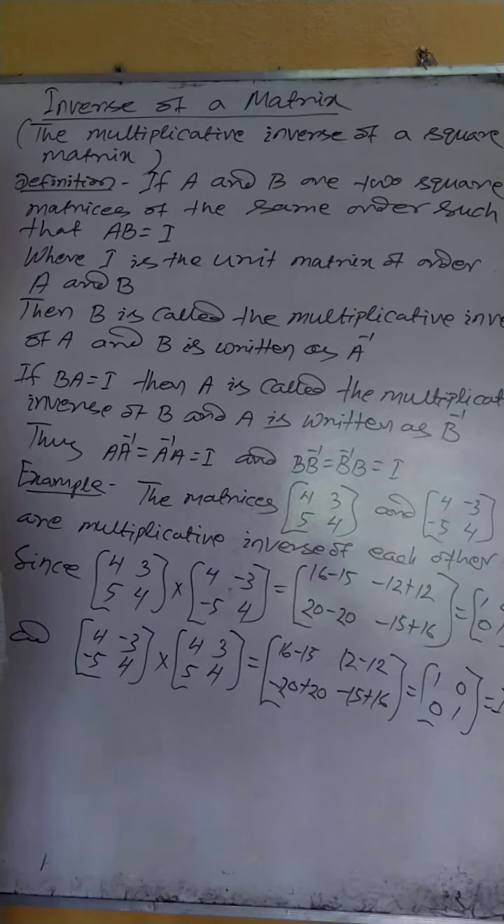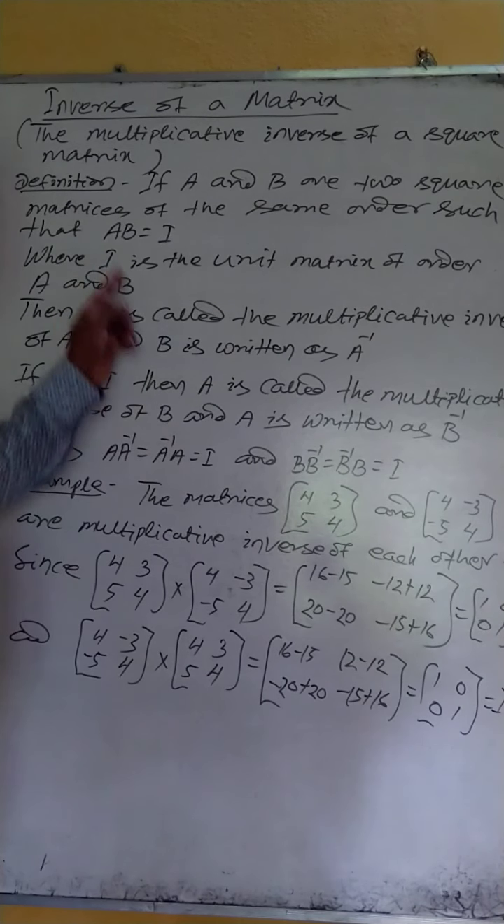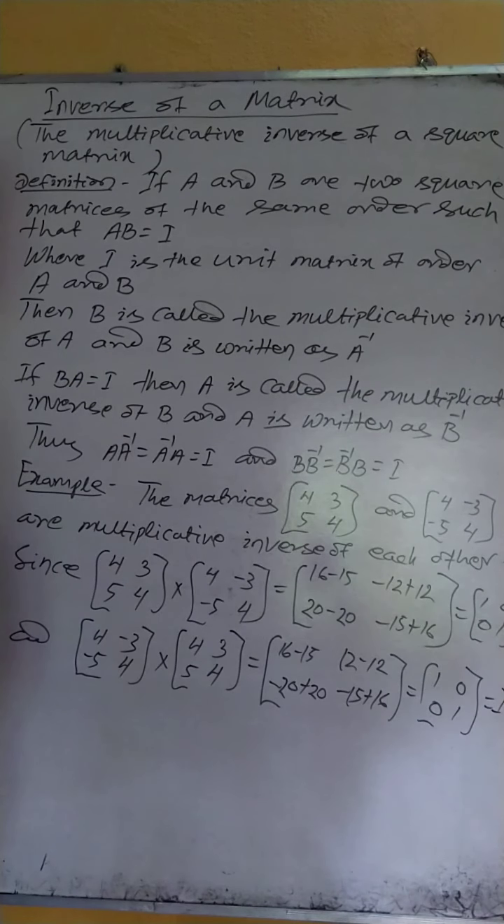Good morning. Today we discuss the inverse of a matrix, or the multiplicative inverse of a square matrix. If capital A and capital B are two square matrices of the same order such that A into B is equal to I, that means I is the unit matrix of the same order as that of A and B, then B is called the multiplicative inverse of A, or simply the inverse of A, and B is written as A to the power minus 1.